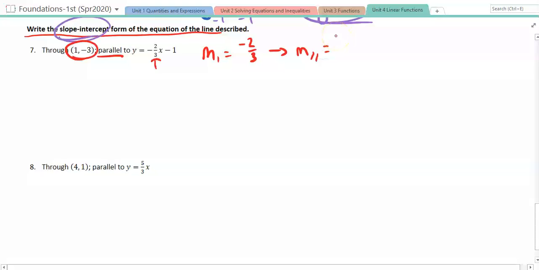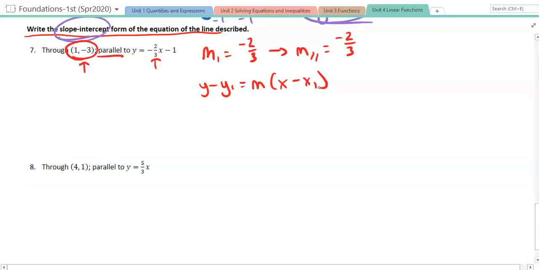Again, parallel lines have what? Parallel lines have what? Come on, y'all. Parallel lines have the same slope. So this slope would also be -2/3. And I'm going to use this ordered pair to plug into point slope form. So y minus y sub 1 is equal to m times x minus x sub 1.